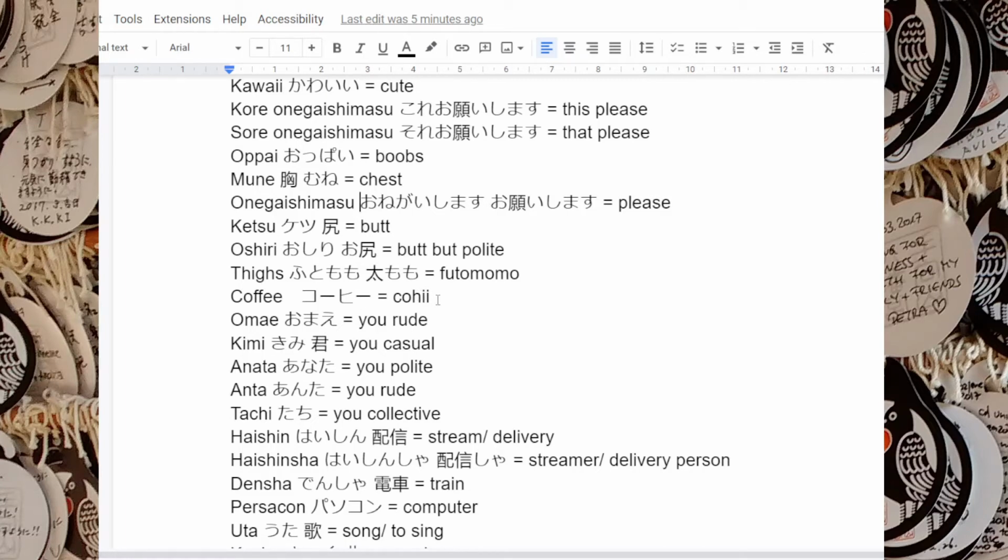Kohi, because I know that you like your coffee. Now, I'll just point out this one as well. This is actually written in katakana, and that's, of course, because it's a foreign word. And it is coffee. It is just them saying coffee, but they don't make the same sort of sound. So it's kohi instead, which will be important if you go.